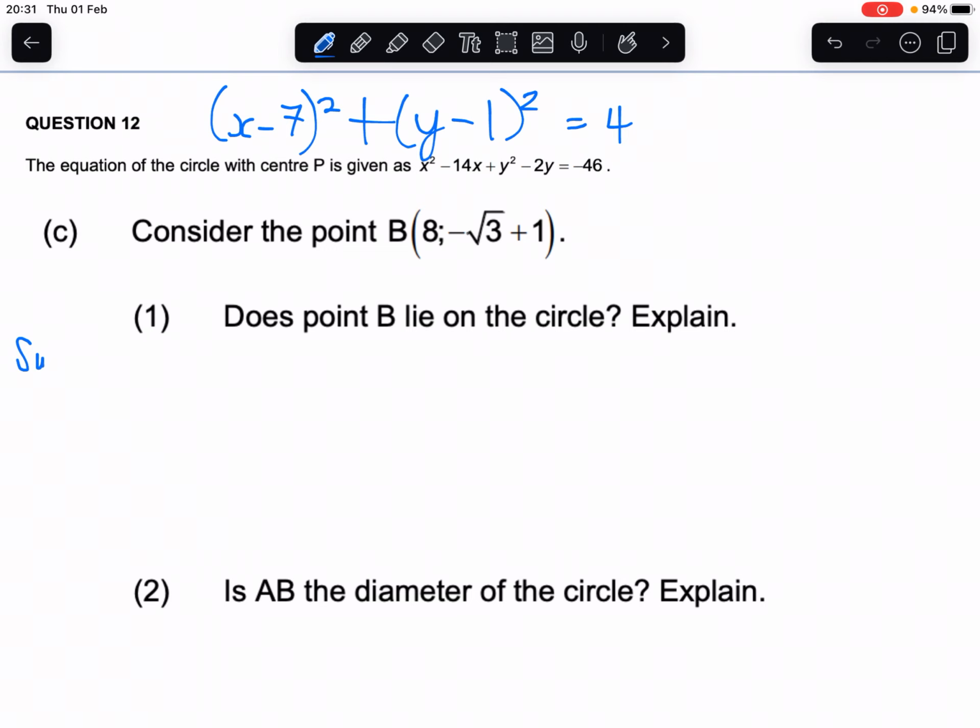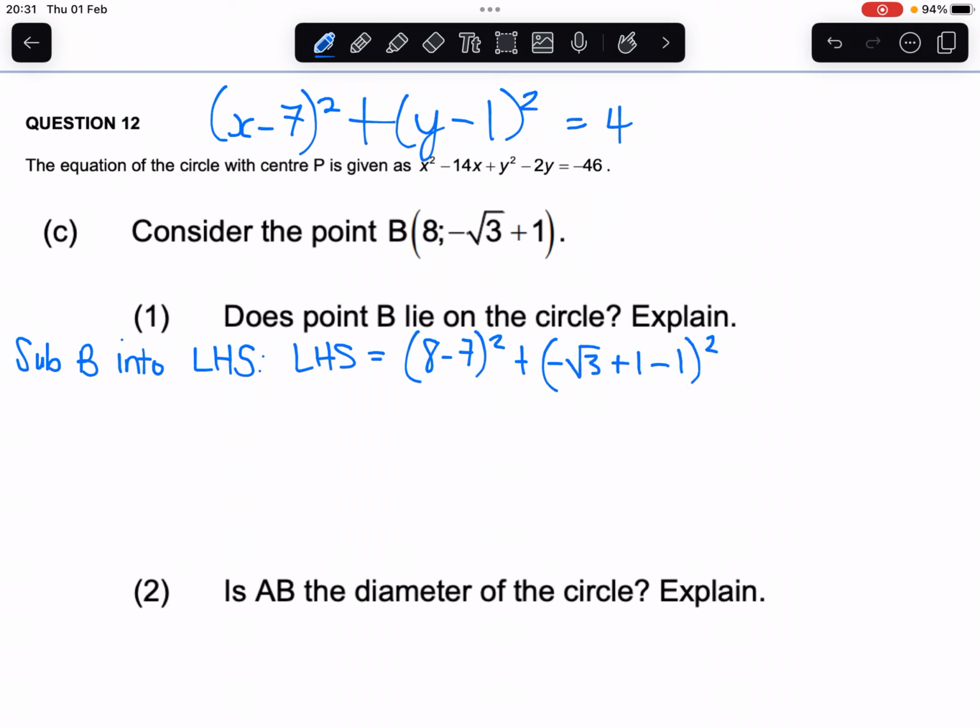So sub B into LHS, right? Then the left-hand side of the equation will be equal to 8 minus 7 squared plus negative root 3 plus 1 minus 1 squared. I was going to put this into the calculator, but the numbers look quite nice. So we have 1 squared here, plus 1 minus 1. Those two cancel out. So then we're just left with negative root 3 squared. So that's 1 plus 3, which is equal to 4, which is equal to the right-hand side.